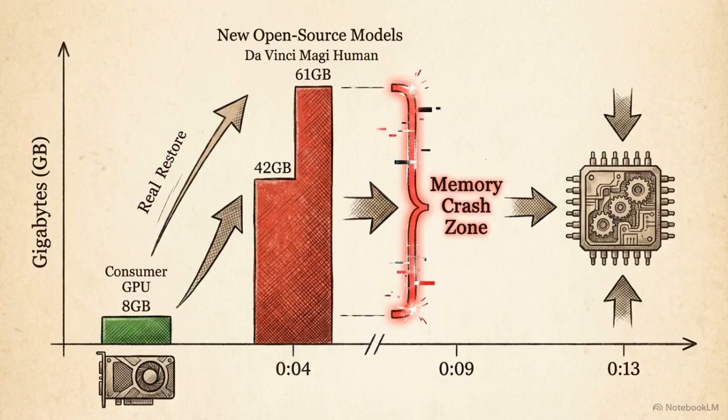This chart shows the barrier to entry. A standard consumer GPU provides 8 gigabytes of VRAM, but new releases require 42 to 61 gigabytes. This deficit causes immediate memory crashes, forcing a shift from software subscriptions to high-end physical silicon.